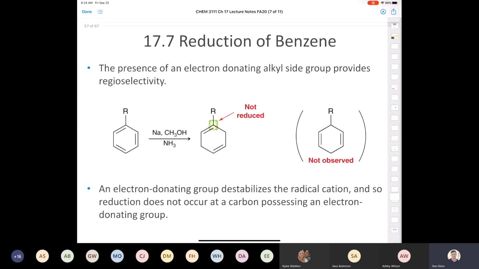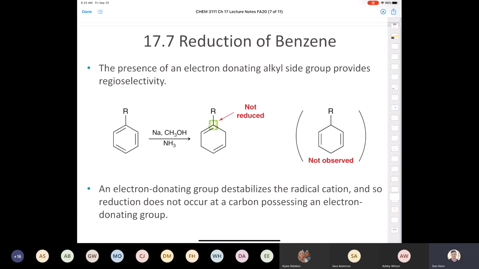But here's, in memorizing reagents, you guys are all experts at memorizing and rationalizing mechanisms by now. But this is kind of the key to 17.7. This is the kind of thing that we're going to ask you about, is knowing where the reduction is going to occur when you have substituents on your aromatic ring. So let me show you here.